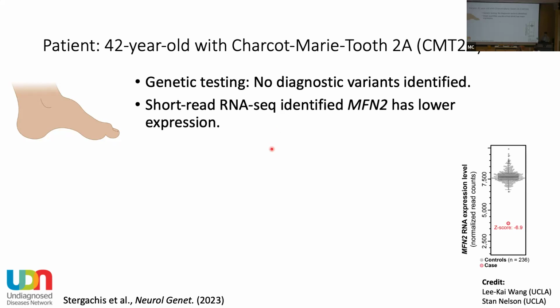Because short-read RNA sequencing is cheaper and easier to do, that's the first thing that we did. To be specific, our collaborators at UCLA did the short-read sequencing. And when we did short-read sequencing, we found that this gene, MFN2, has lower expression. And this is really great news because MFN2 is already associated with Charcot-Marie-Tooth disease.